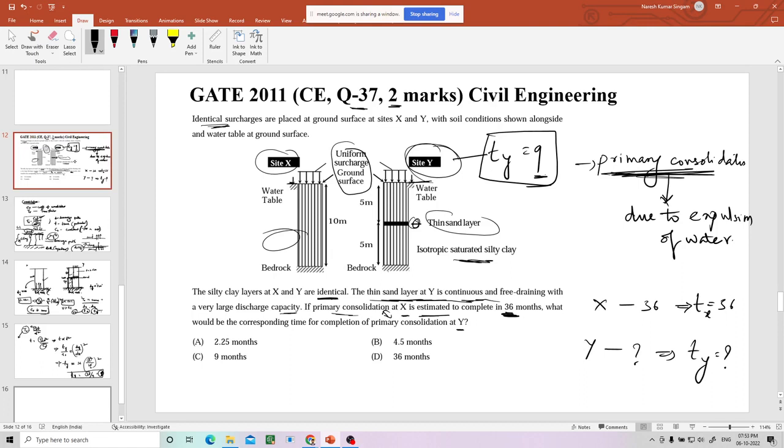Why? Can somebody tell me why it is? See, whenever water has to travel less distance to consolidate, it will take less time. That's it, it's common sense. So 9 months, C is the correct answer.